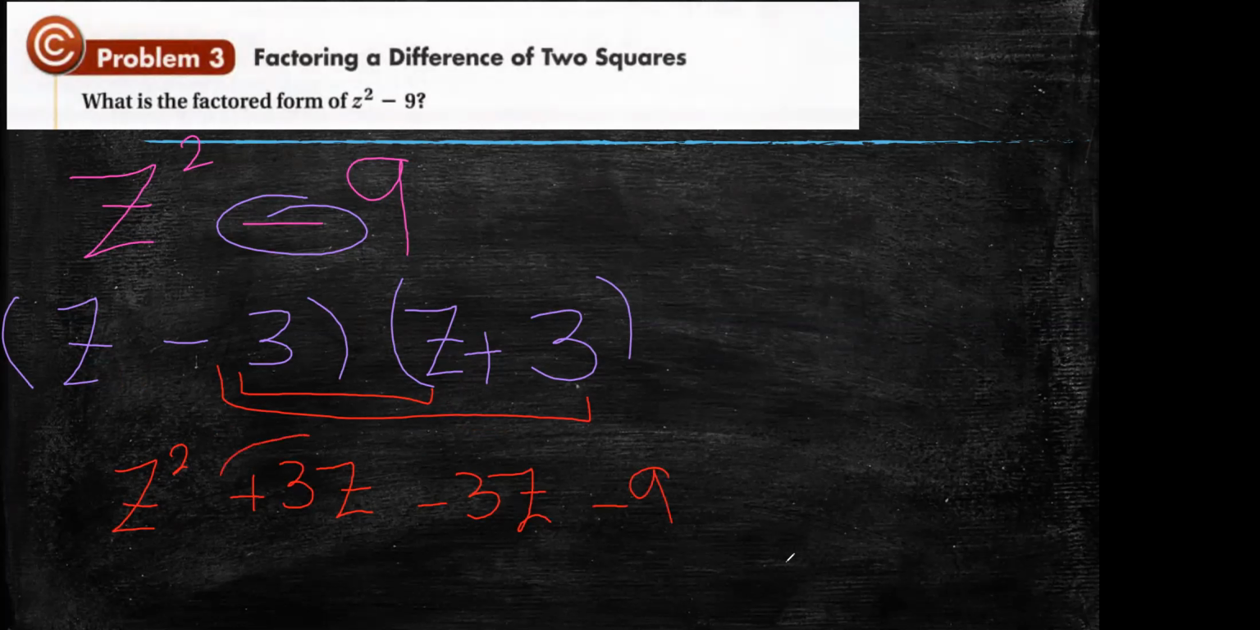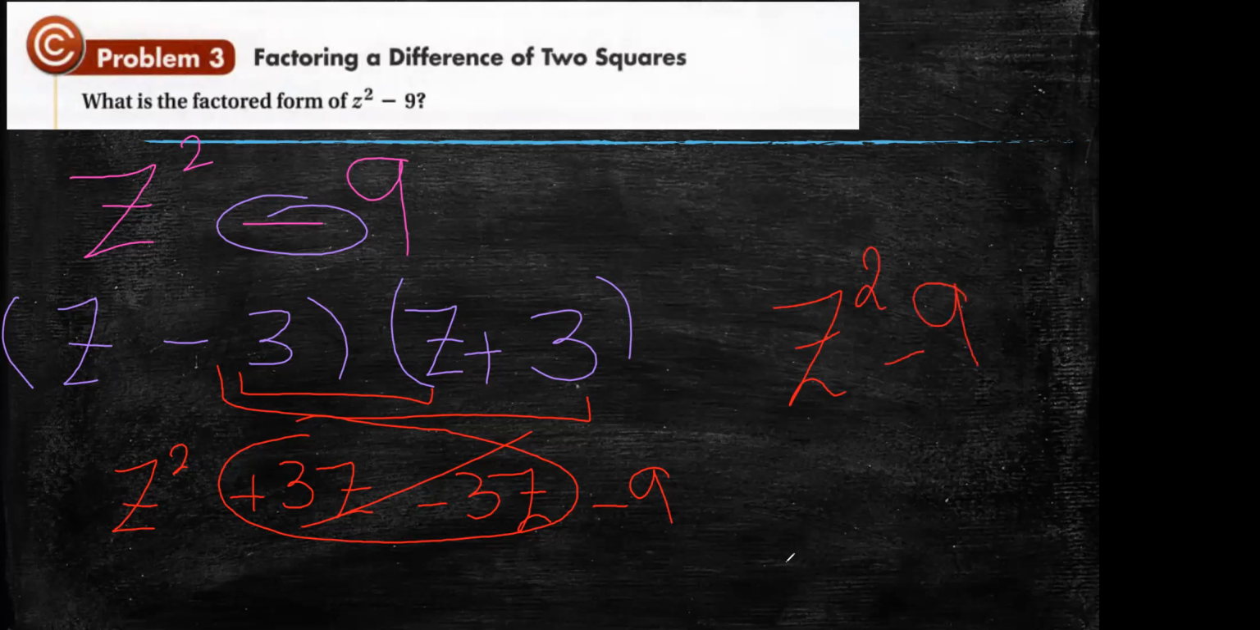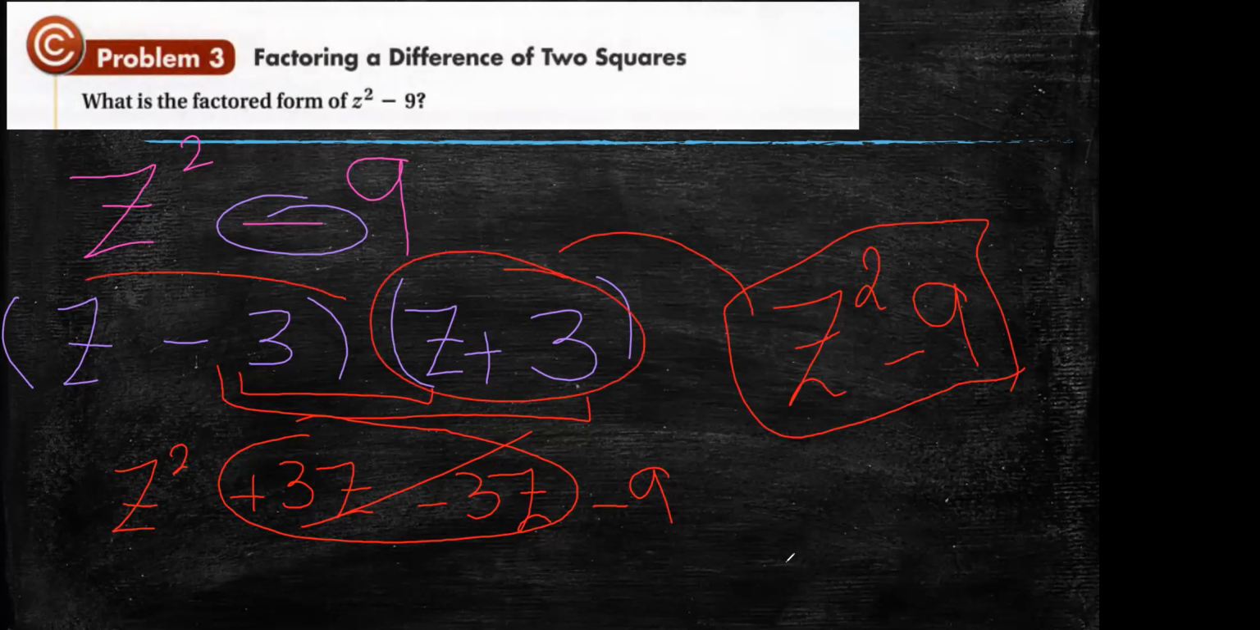Then look here, 3z minus 3z. Can they cancel each other? Yes, it will be 0. What is left here? It will be z squared minus 9. So z squared minus 9 will be factored to z minus 3 times z plus 3.